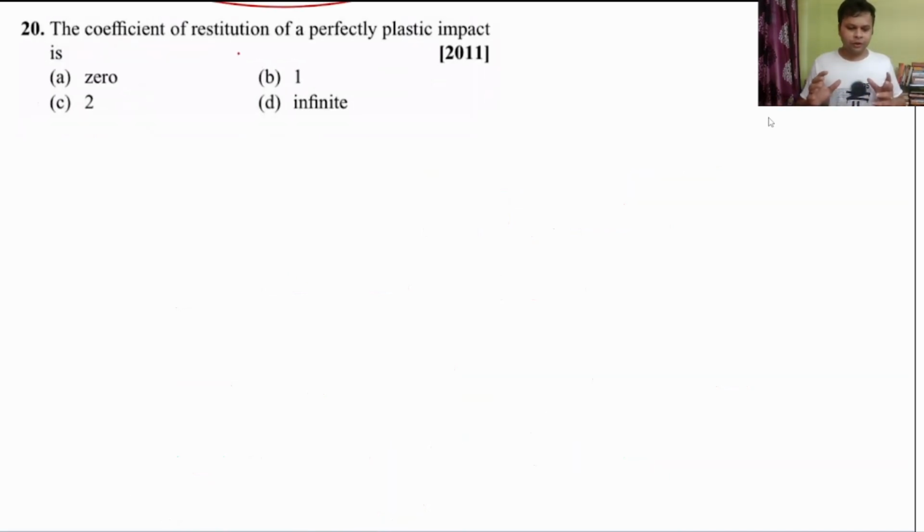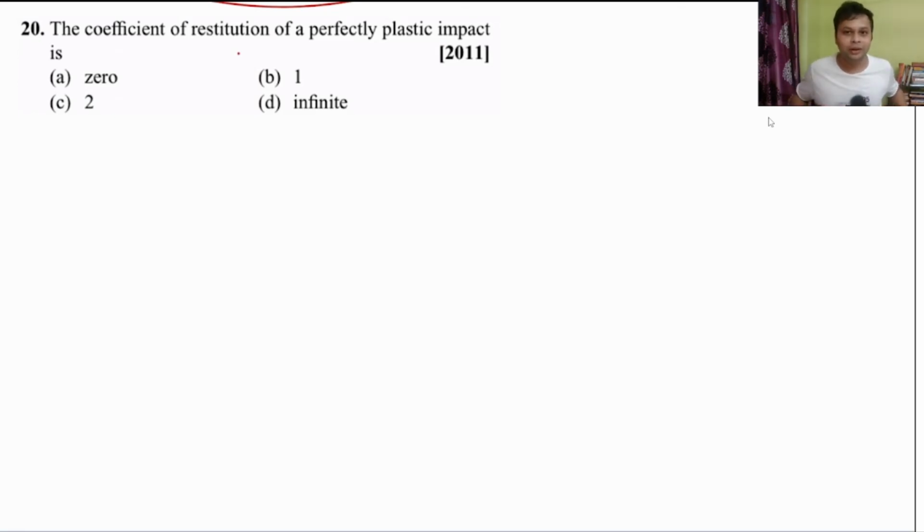The coefficient of restitution of a perfectly plastic impact is what? What do you mean by perfectly plastic? Perfectly plastic means perfectly inelastic. Elastic and plastic are opposite to each other, completely opposite, antonyms. So this is not perfectly elastic.